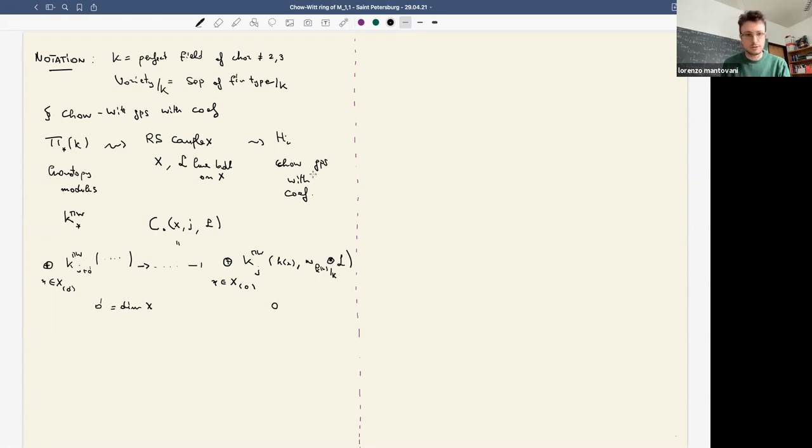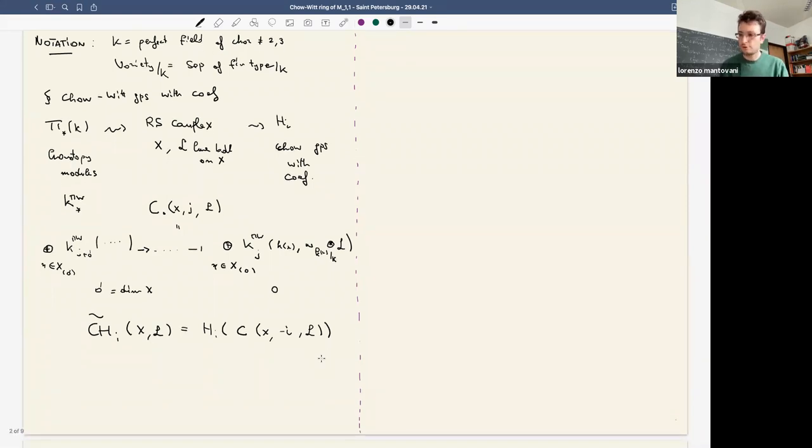Okay. So in this setting, we have Chow-Witt groups. Maybe I'll define it like this: the Chow-Witt groups CH_i(X, L) are the homology in degree i of the complex C(X, -i, L). This is the usual definition. And observe that I'm using this homological notation because I will have to deal with something singular at some point, and so I want to be able to use the formalism of Chow groups on singular varieties.